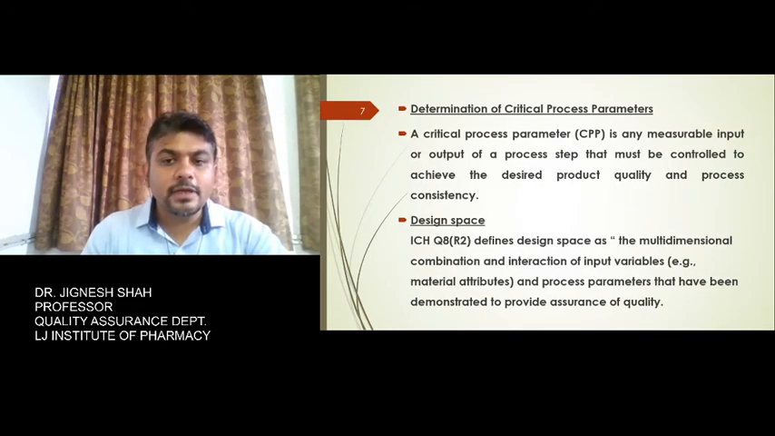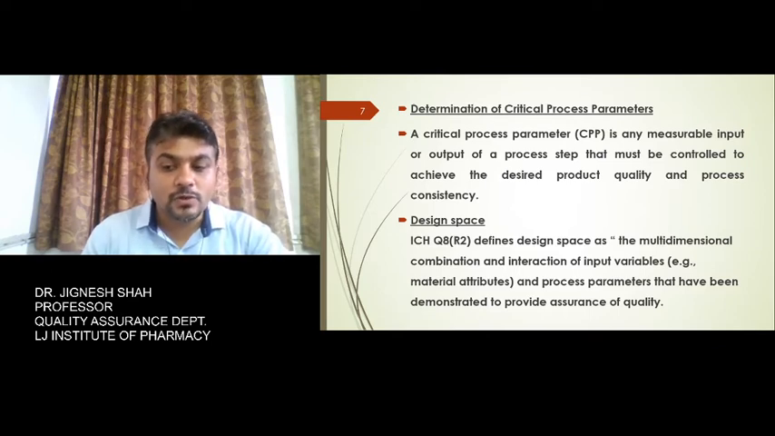The next important element of QBD is the determination of critical process parameters. A critical process parameter, also known as CPP, is any measurable input or any measurable output of a process step that should be controlled to achieve the desired product quality and process consistency. So always there should be a measurable input as well as measurable output which helps you to identify the quality of the product.